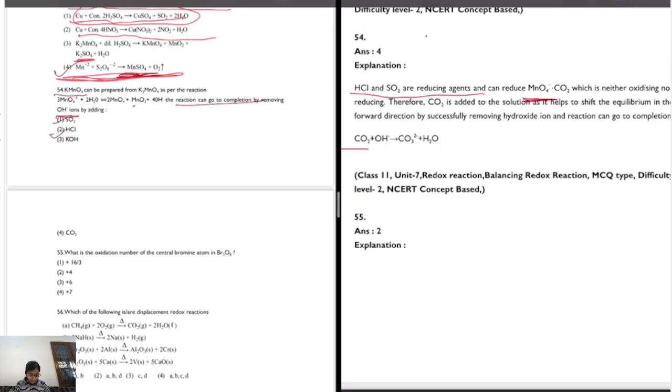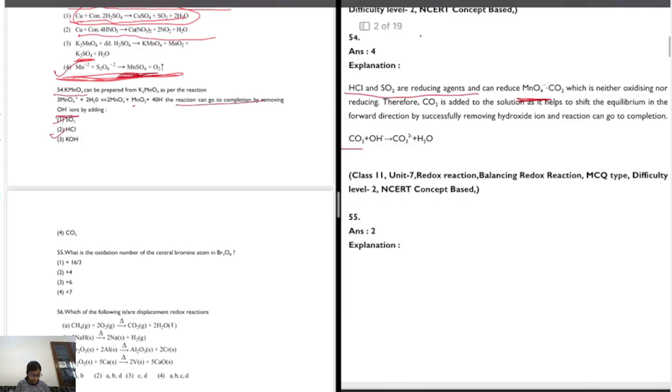And now if we add KOH, it will give OH- ions, and there is no meaning of adding that because we are already removing that to increase the equilibrium towards the product side. Therefore, it is of no use. CO2, being neutral, will have no effect. So it won't be the correct answer. The correct answer would be CO2.